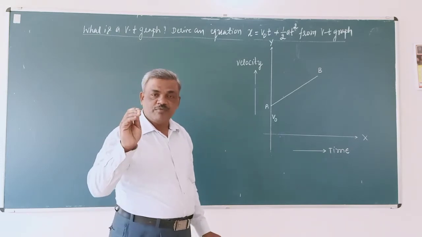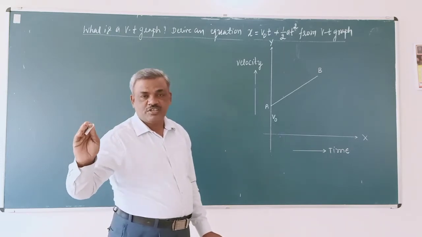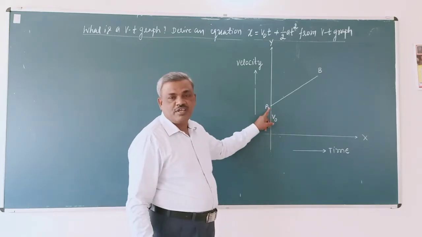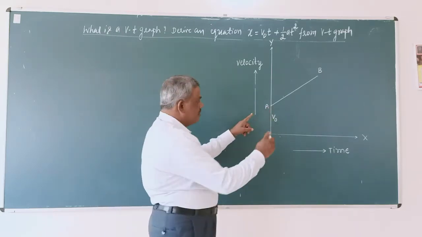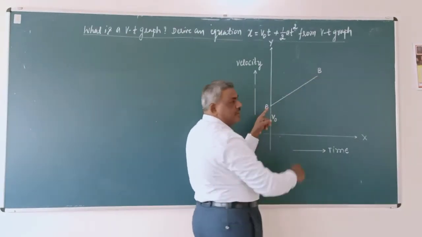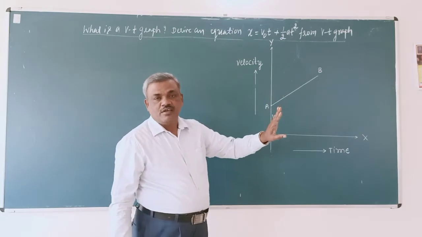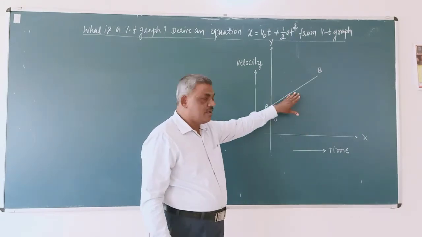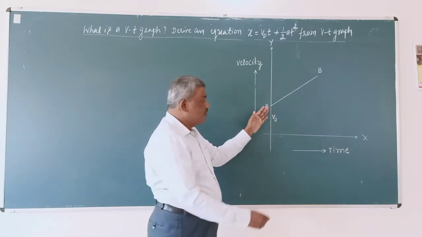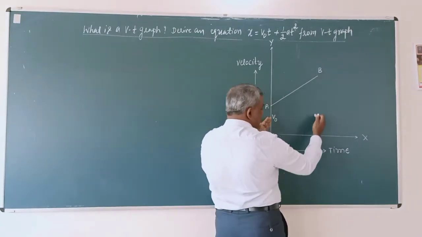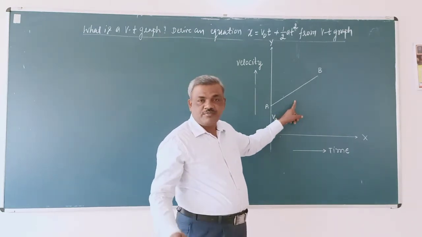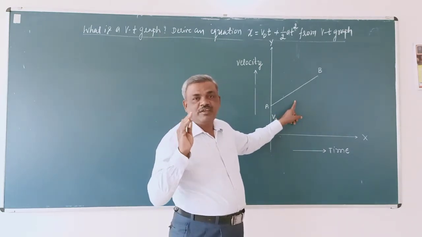A body is moving with uniform acceleration with some initial velocity. So what kind of graph do we get here? This graph, with initial velocity v naught, AB is a straight line. This graph indicates a body moving with uniform acceleration with initial velocity. What does the area of the VT graph represent? The area of the VT graph represents displacement.